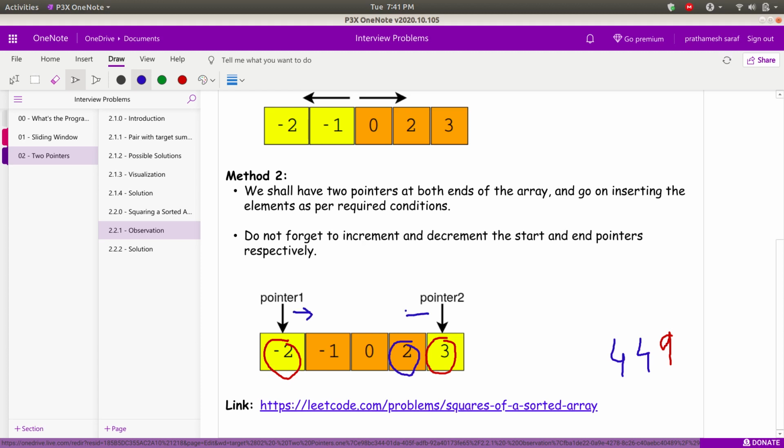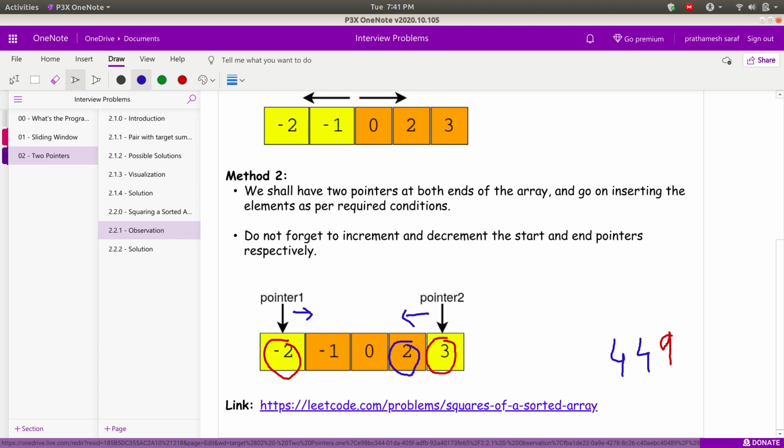What I'm doing is one simple thing. Whenever my absolute values are greater on either side, I am adding them to the start of the list. You can consider it as adding to the head of the linked list, and I am decrementing or incrementing the pointer as necessary, right? Since I cannot decrement pointer 1 as it will go out of bounds, I am incrementing it, and I cannot increment pointer 2 as it will go out of bounds, so it is intuitive to decrement it.